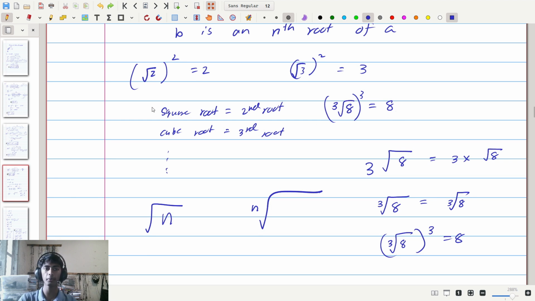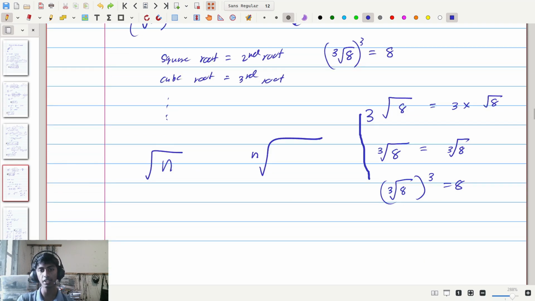We talked about how the second and third roots have special names. The second root is called the square root, the third root is called the cube root, but the rest of them are usually referred to by just fourth root, fifth root, and so on. And then I also gave you a little cautionary tale on how you should write this number here. This is 3 times root 8, but this is the cube root of 8. Write the number small so that it doesn't get confused as a normal number.